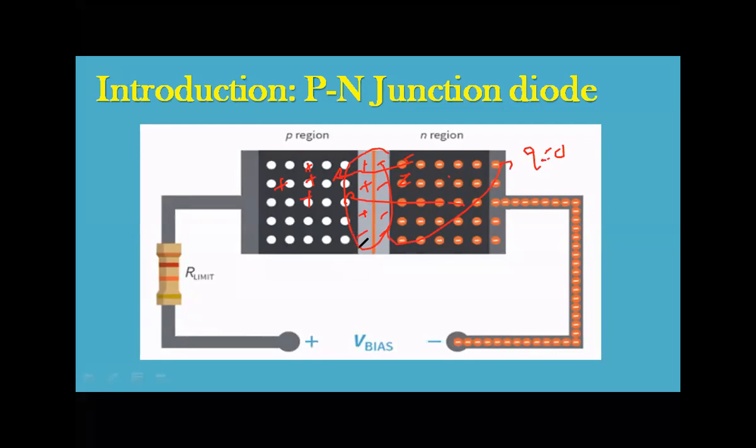Okay. So when you connect like this, this is your forward bias, and there are two biases, forward bias and reverse bias. So P is connected to positive, N is connected to negative. What bias do we call it? Forward bias.